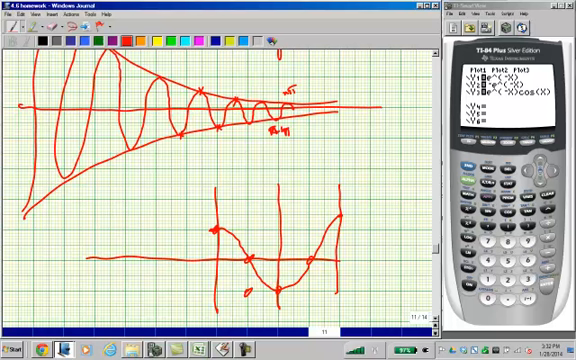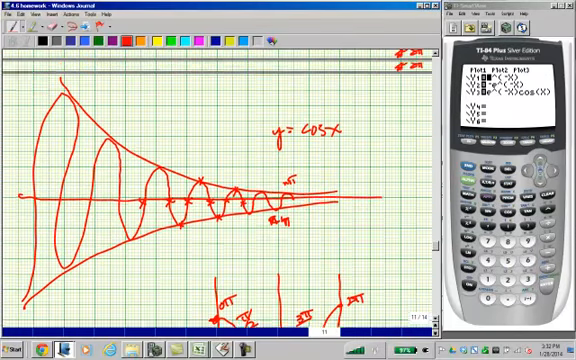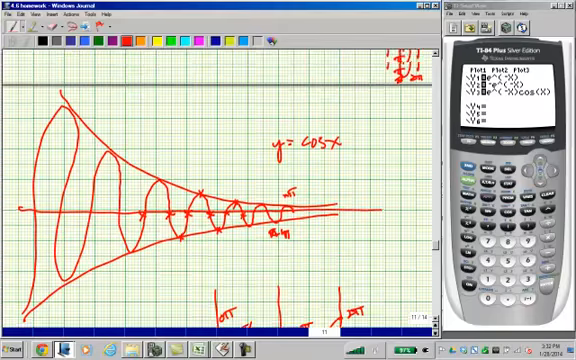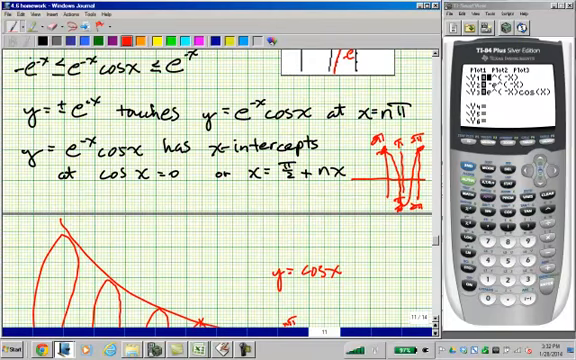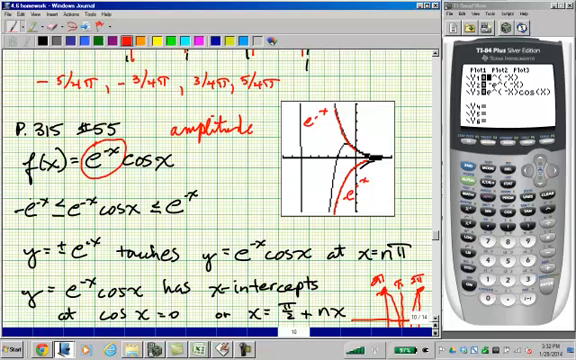So where are the x-intercepts? Here's 0 pi, here's 1 pi, and here's 2 pi. Here's the pi over 2 x-intercept, and the 3/2 pi x-intercept. So at any multiple of pi over 2, you have an x-intercept. These are all multiples of pi over 2. The only thing that's different is that it's a cosine function that's being squeezed between e to the negative x and negative e to the negative x. That's all. Everything else is the same.